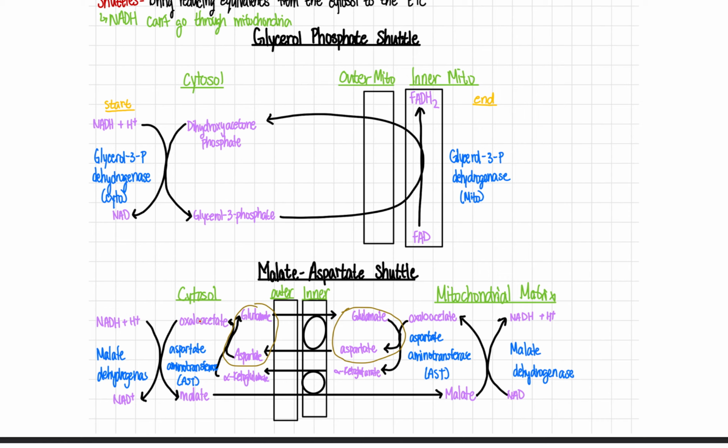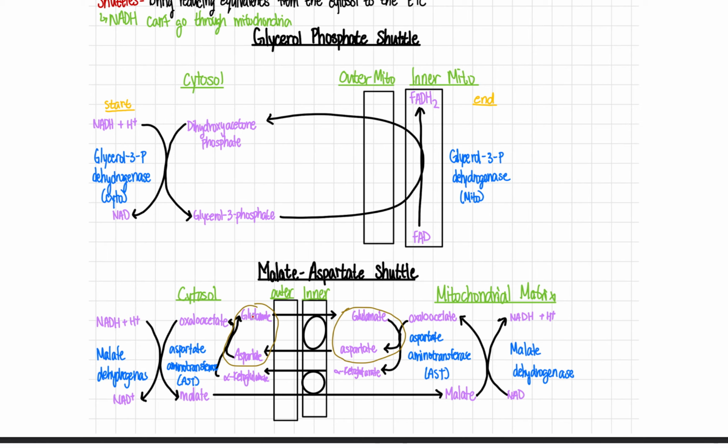So in summary, for the malate aspartate shuttle, NADH is going to NAD via malate dehydrogenase, and oxaloacetate is going to malate via aspartate aminotransferase in the cytosol. This malate can then cross the mitochondrial membrane. It will go inside and do the reverse. So malate will go to oxaloacetate via aspartate aminotransferase, and NAD will go to NADH via malate dehydrogenase.